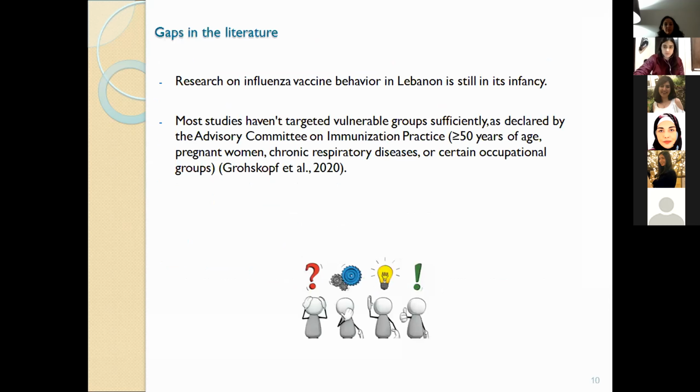So the gaps in literature were simply due to the scarcity of these studies. We believe that research on influenza behavior in Lebanon is still in its infancy, and most studies haven't targeted vulnerable groups. They just went to the public, they visited pharmacies or outpatient clinics. They do not specifically focus on high-risk groups or occupational groups. So research was not focused on basic groups.